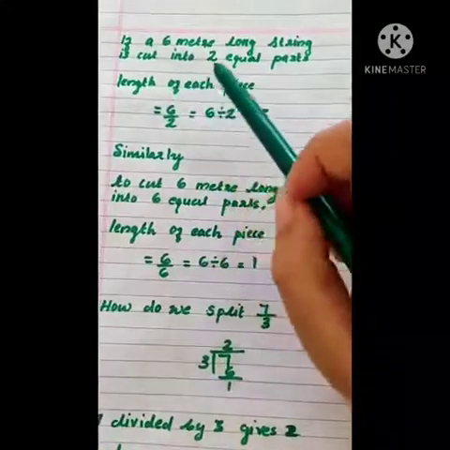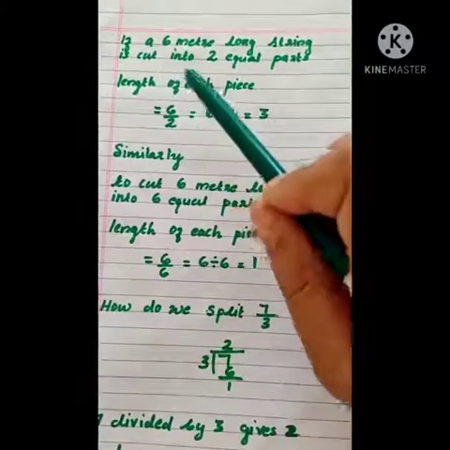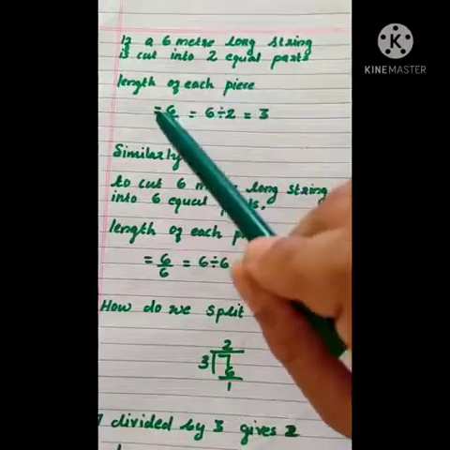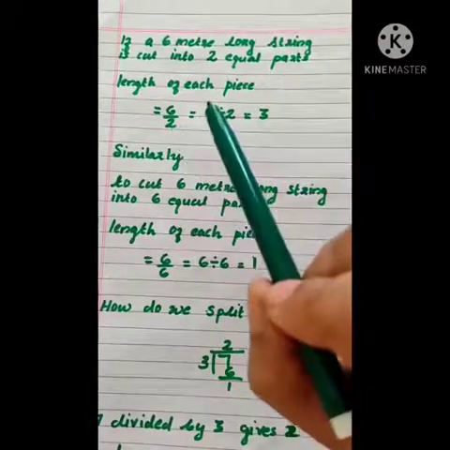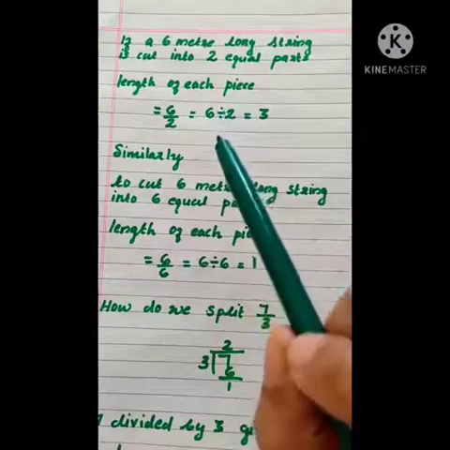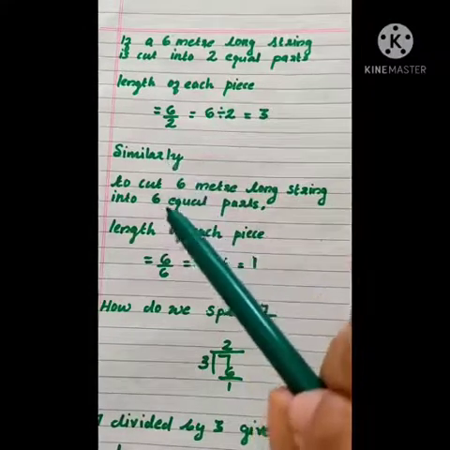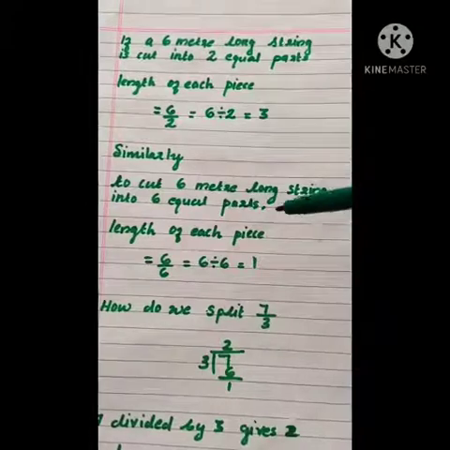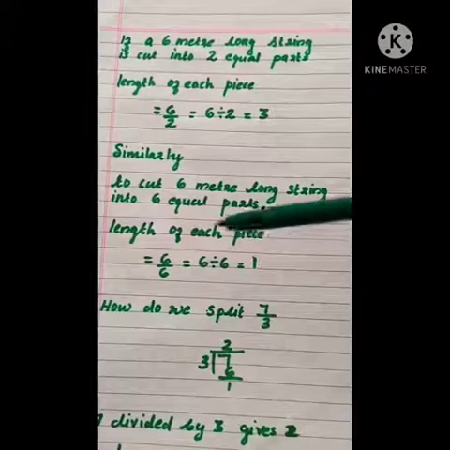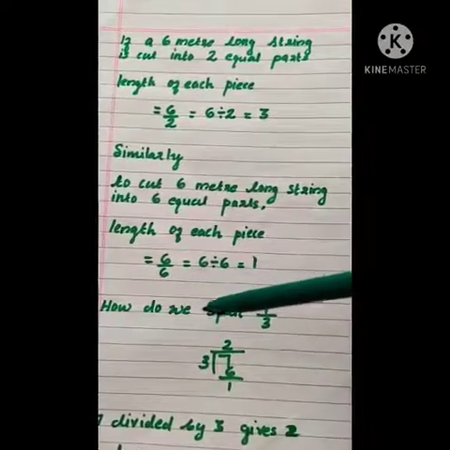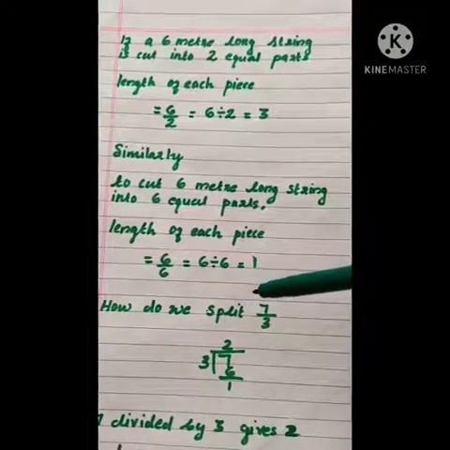Consider if a 6 meter long string is cut into 2 equal parts, then the length of each piece will be 6 by 2. That is equal to 6 divided by 2, equal to 3. Similarly, to cut a 6 meter long string into 6 equal parts, the length of each piece will be 6 by 6, means 6 divided by 6, that is equal to 1 meter.